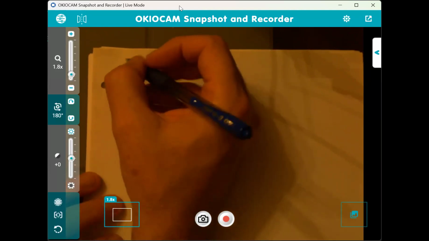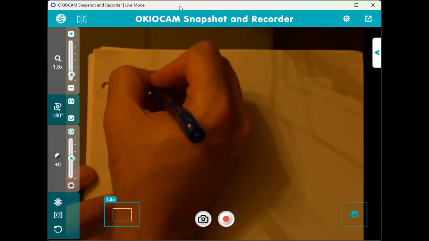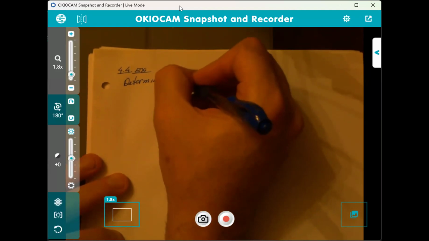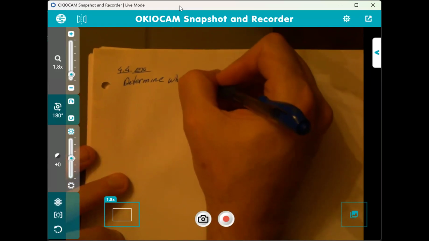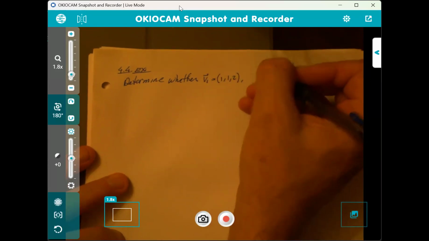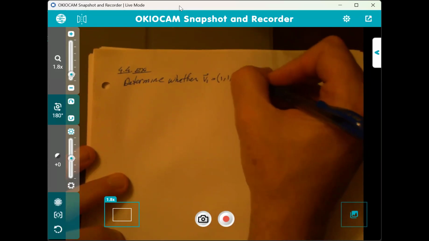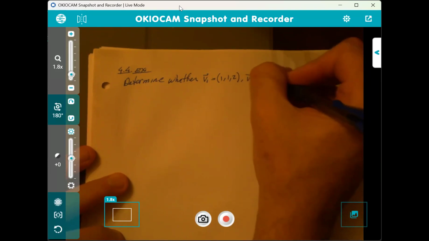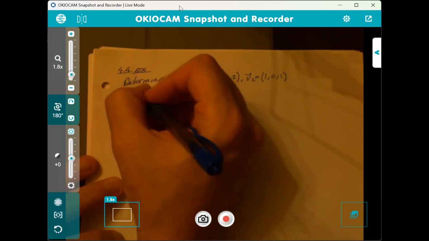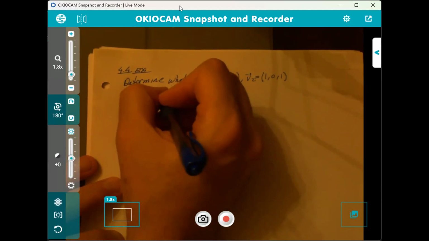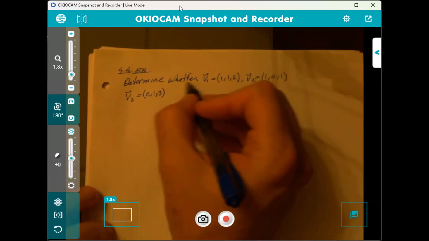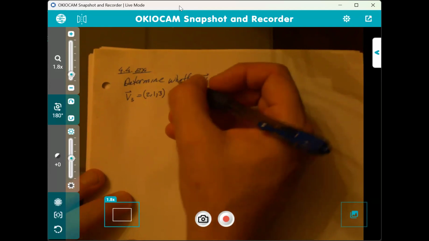In this example, the question is: determine whether the vectors span R3. Let v1 be (1, 1, 2), v2 another vector be (1, 0, 1), and v3 this other vector be (2, 1, 3). We've got these 3 vectors, and we want to know whether they span the vector space R3.